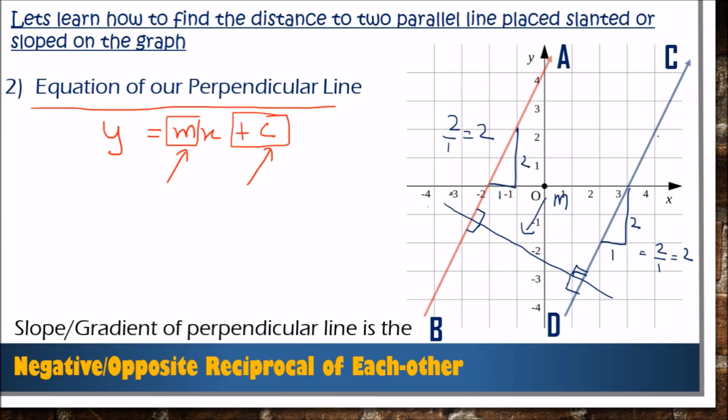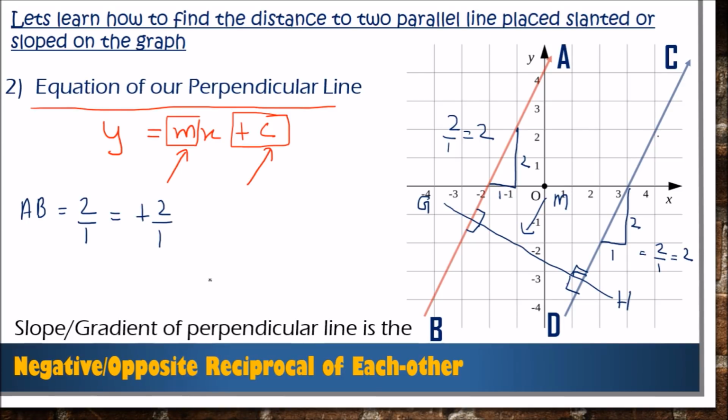So let's give a name to this line. Line GH is perpendicular to line AB and line CD, which are our parallel lines on this graph. So the relationship between the slope of two perpendicular lines is they are negative or opposite reciprocal of each other. So let's write down the slope of line AB: 2 over 1. We can also say it is plus 2 over 1.